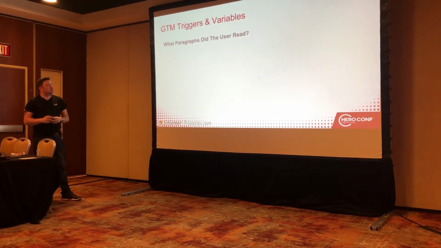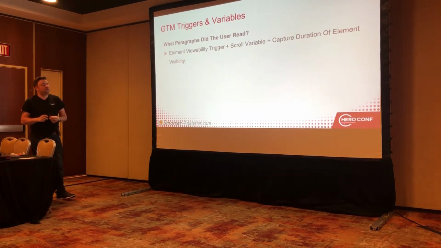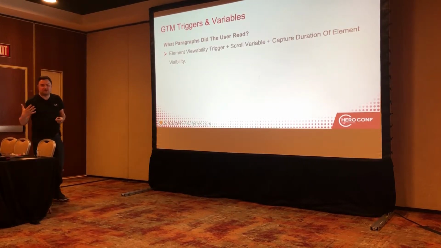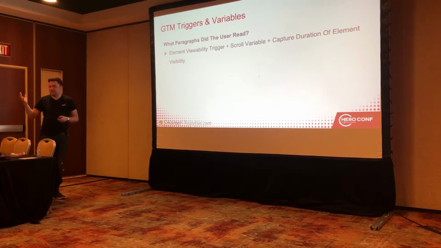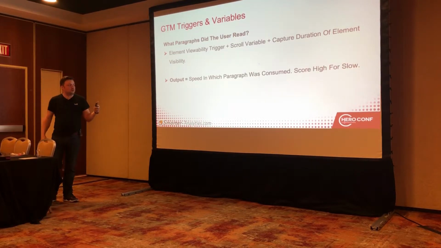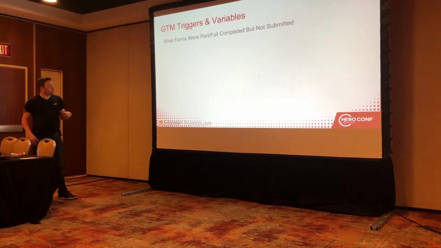So what paragraphs did the user read? The answer to that is the element visibility trigger. We're using the scroll variable, and we capture the duration of the element visibility. So we're able to tell whether someone's reading a paragraph whilst that paragraph is on the screen, or they could be scanning through it really quickly. So the output is the speed at which the paragraph was consumed. We'll score high for slow movements, and we'll score low for fast movements. And then the score, oh, sorry, I'm going to get back onto that in a minute.